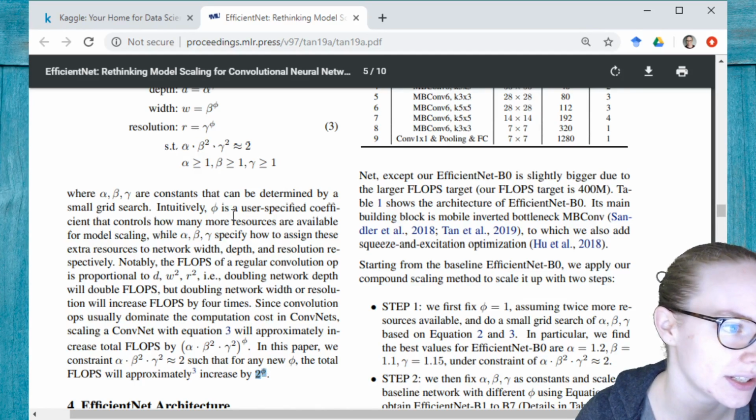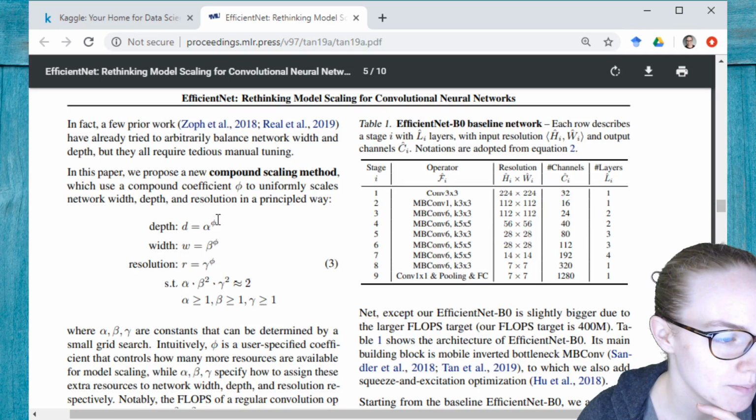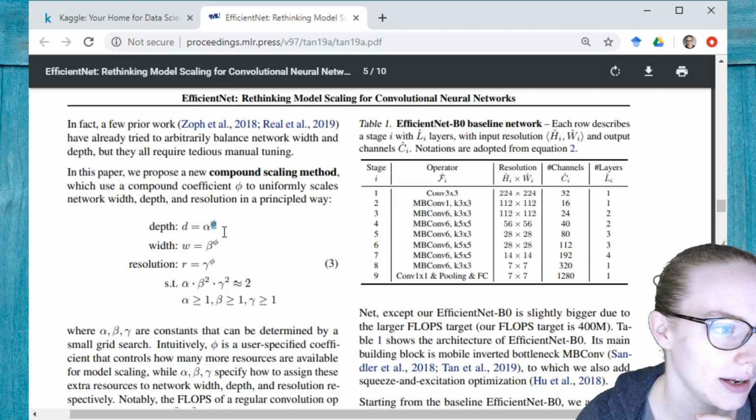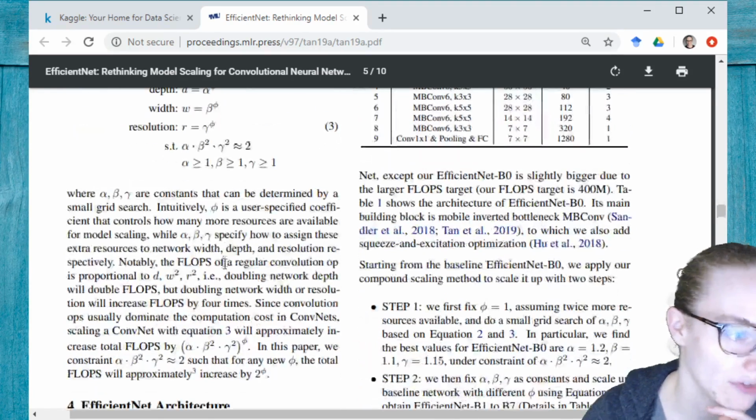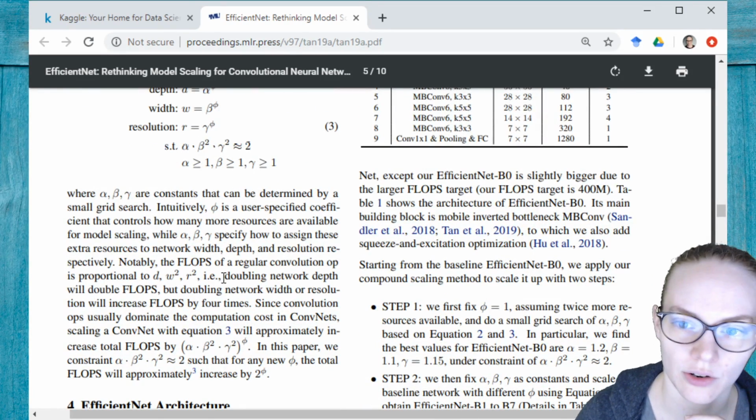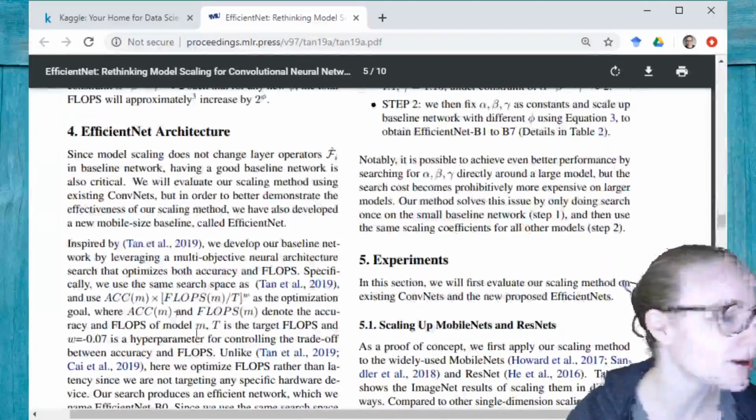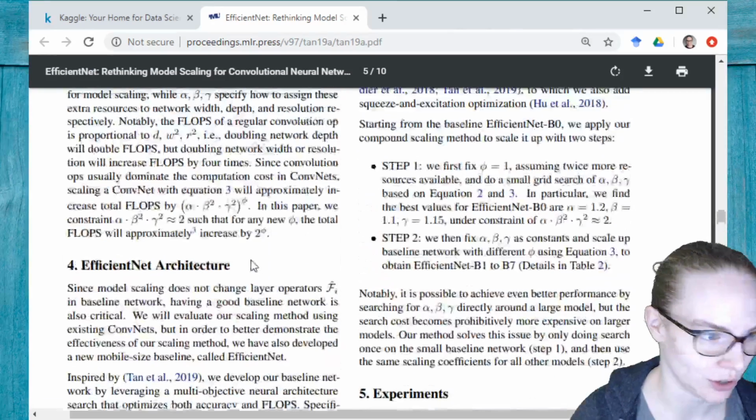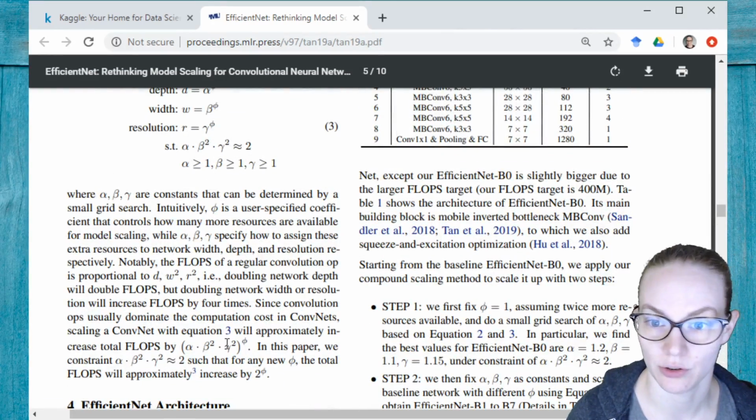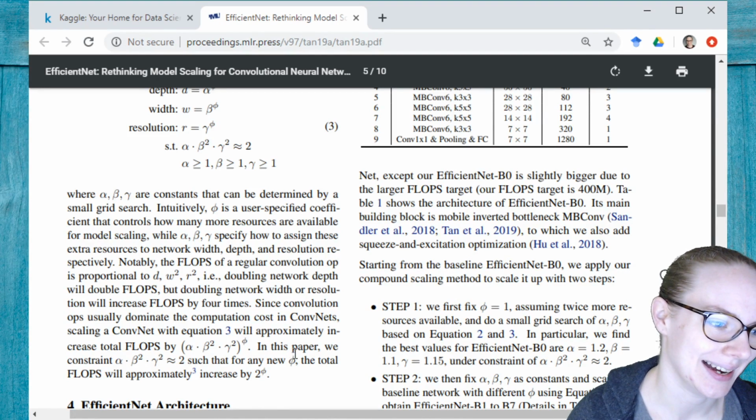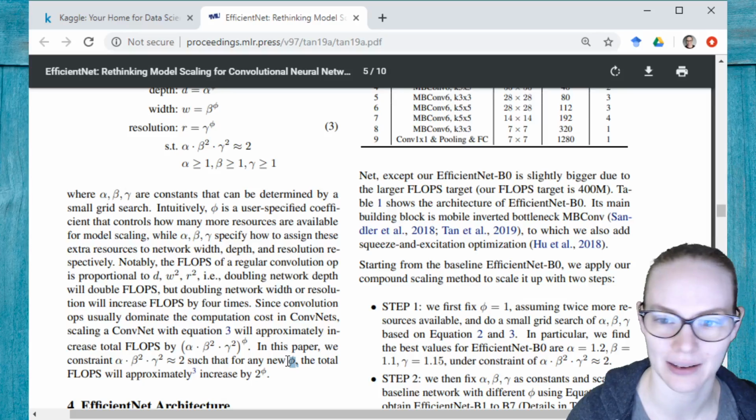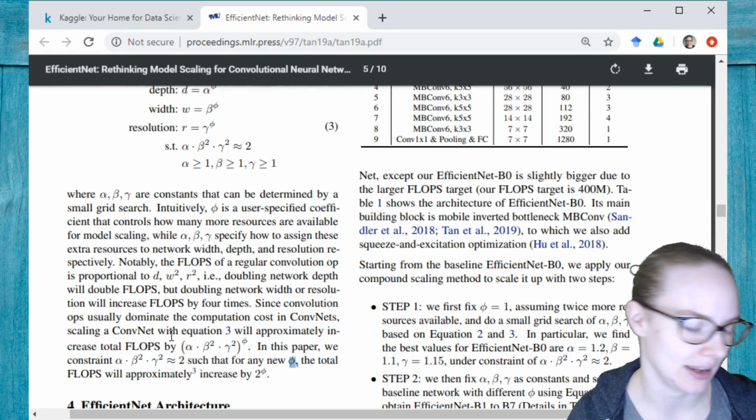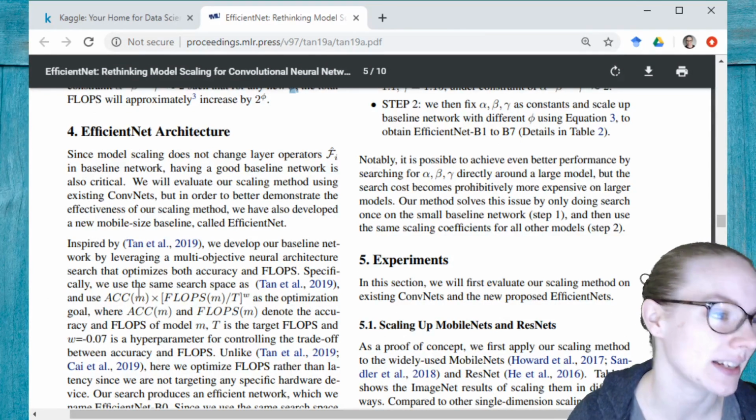So this phi parameter here is one that you would set based on the number of resources that you have available, and as you increase phi, you will get roughly, and there is a footnote here, they might differ due to rounding, an increase by roughly 2 to that power. So if I add 1 to phi, I will double the training time and the inference time of my model. Maybe not inference time, training time.